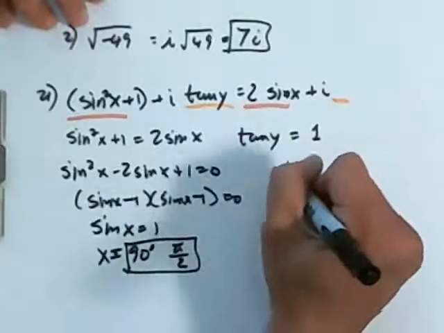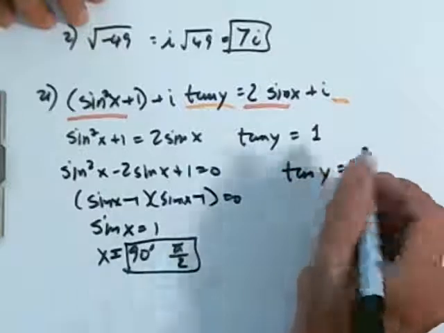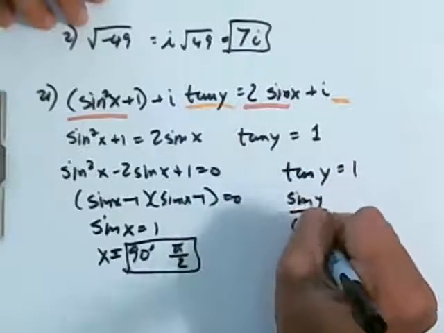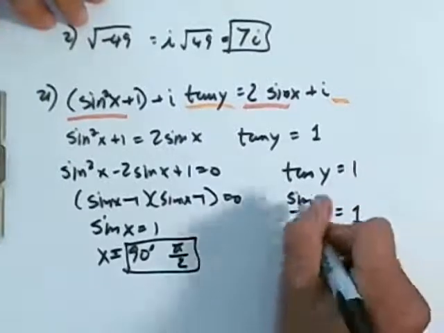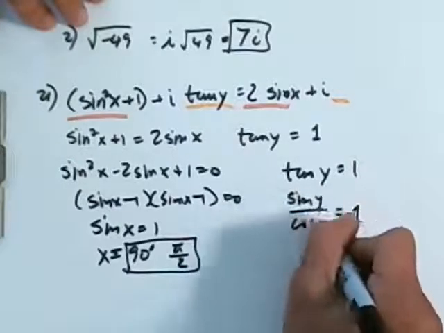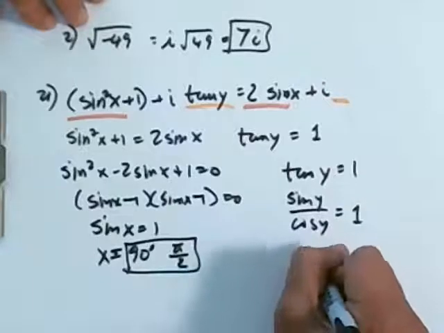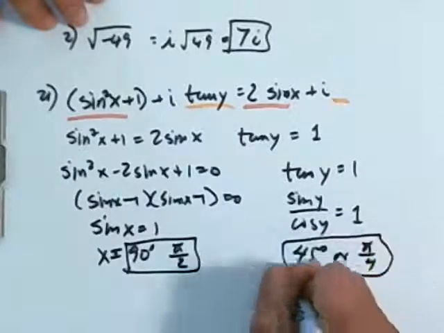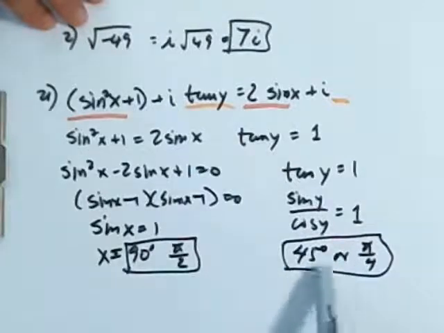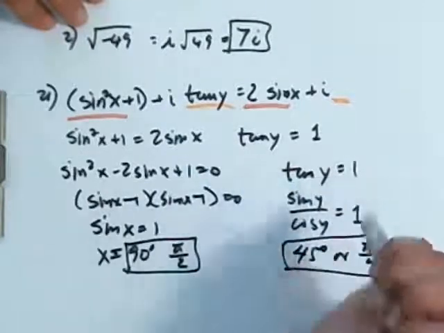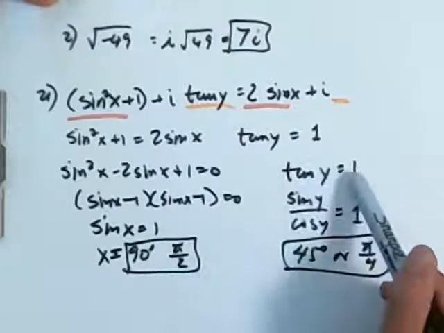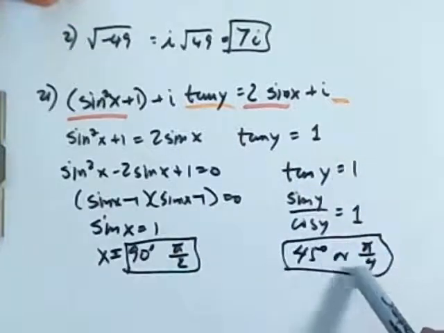For this one, tangent of y has to equal 1. Tangent of y is sine of y over cosine of y, which has to equal 1. We know that the sine over the cosine, that ratio, has to be at 45 degrees or pi over 4. This is a little bit difficult, so make sure you can go y over x. The ratio of the opposite to the adjacent side must also equal 1. It only occurs at 45 degrees.